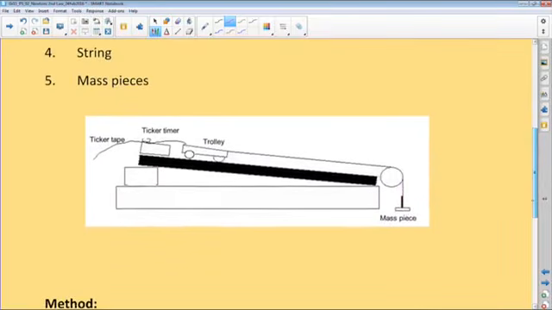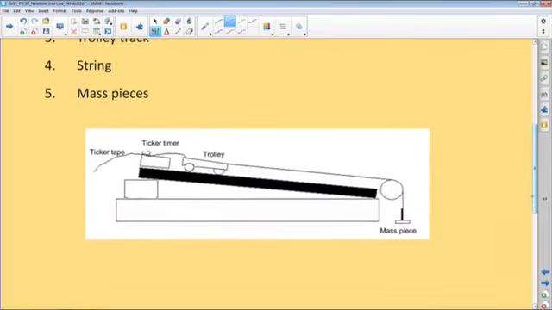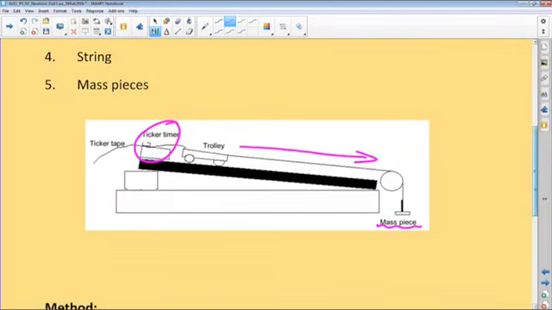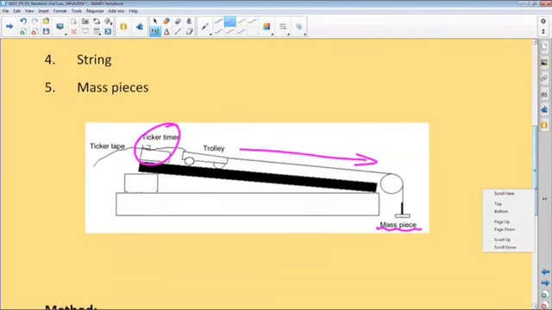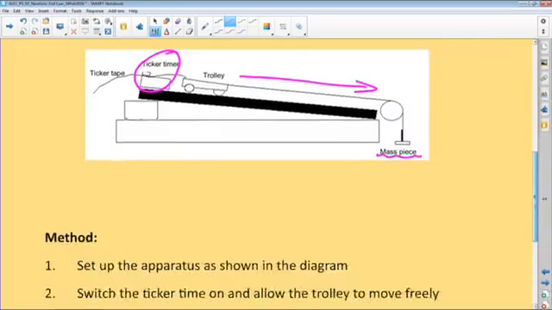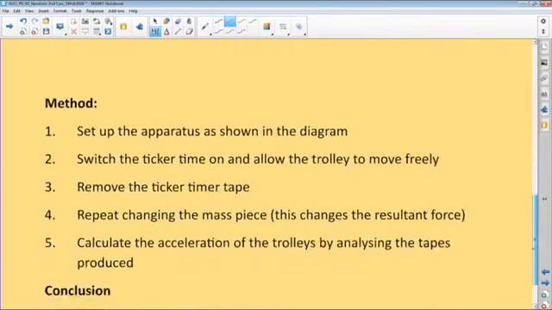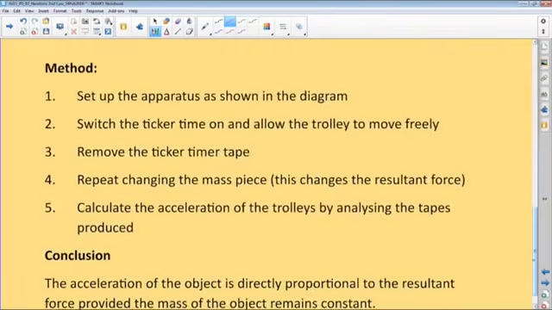And this is what it's going to look like. Okay, so our mass piece is down the bottom here. The trolley is going to run that way. We've got our ticker timer that's going to be putting the little dots onto the tape for us. That way we're able to do the calculations that we need to for this practical. So let's see how we go about doing it. So the first thing, we set up the apparatus as I've just shown you in the diagram.